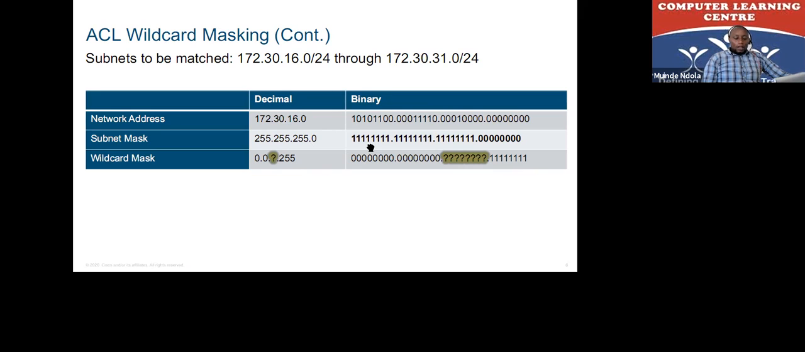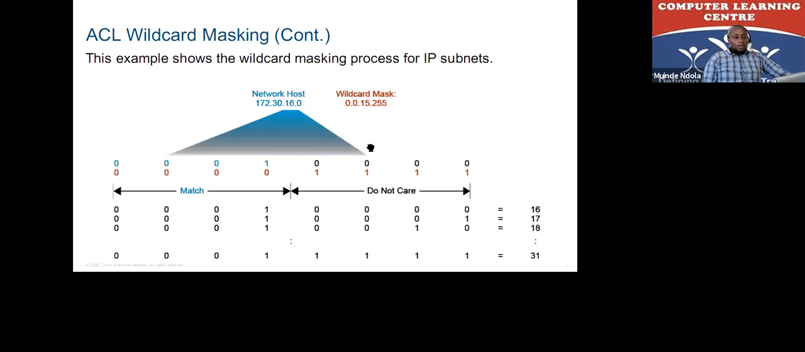You can get the subnet mask that will give you the range of 15. Then you get the wildcard mask. And in this case, the wildcard mask is 0.0.0.15. That is where you can specify the number of IPs that you need to be included.